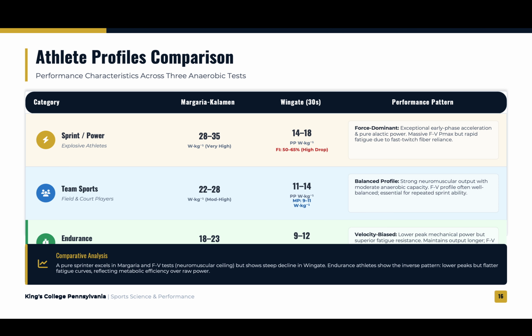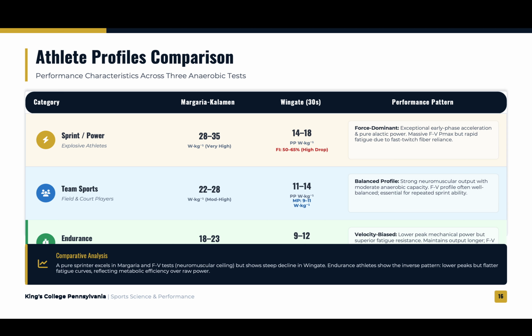Basically, a profile comparison: sprint power, the Margaria-Kellman, and the Wingate. The performance pattern, force dominant: exceptional early phase acceleration and pure lactic power, massive force velocity power max, but rapid fatigue due to fast twitch fiber reliance.